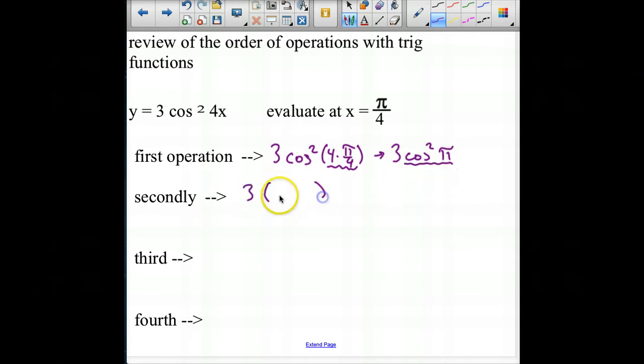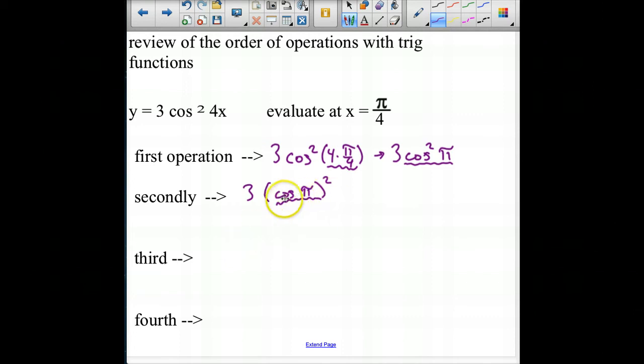Remember, cosine squared pi really means this. They just don't write it. The mathematicians are lazy and they don't want to write parentheses if they don't have to. But they will write them when they're necessary. In this case, they're not. If you write a 2 there, it means this. So the next function is this to the second power.